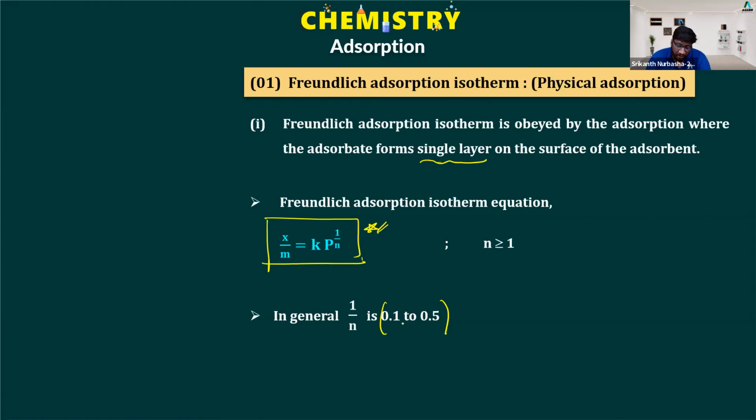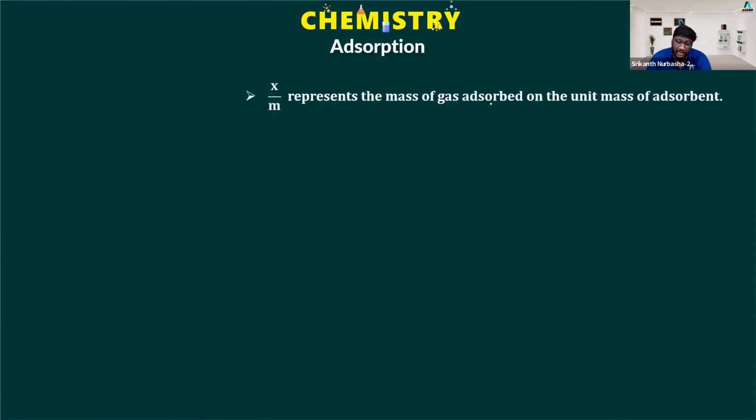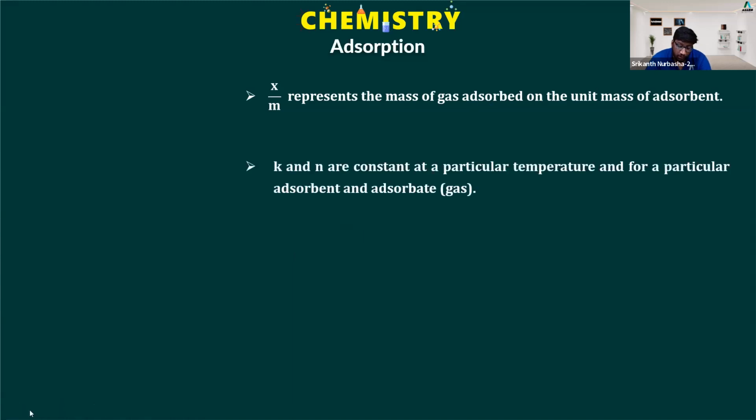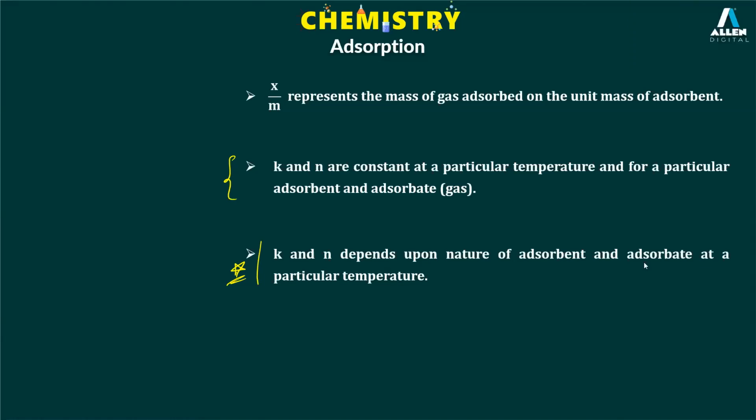So in general, the 1 by n value is in 0.1 to 0.5. x by m represents the mass of gas adsorbed on unit mass of adsorbent. K and n are constants at a particular temperature and a particular adsorbent and adsorbate. K and n values depend upon the nature of adsorbent and adsorbate at a particular temperature. So K and n depend upon temperature, and also upon the adsorbate and adsorbent. Is that clear? Yes, right. Very good.